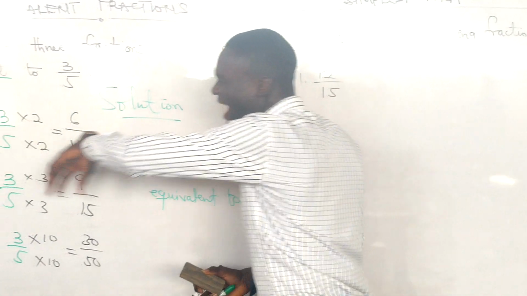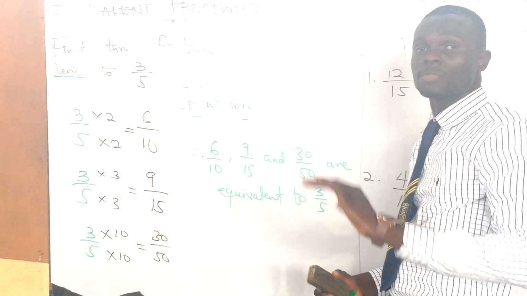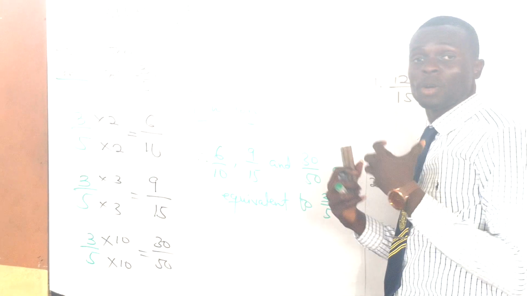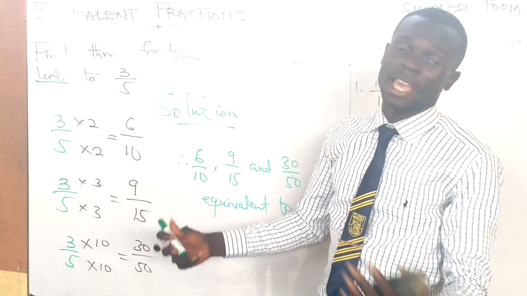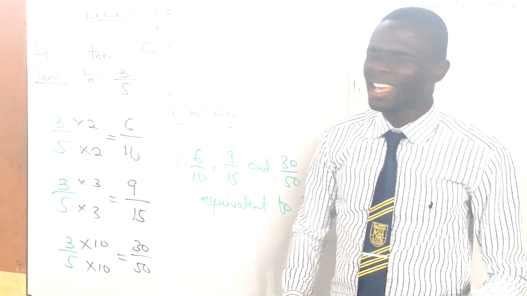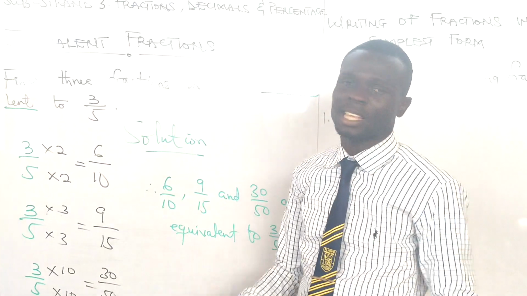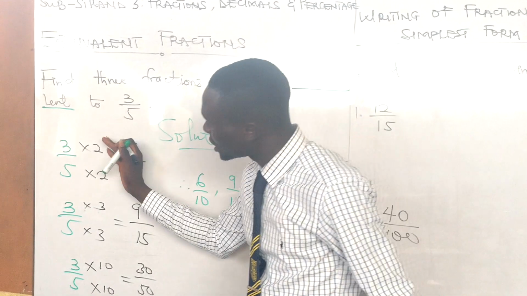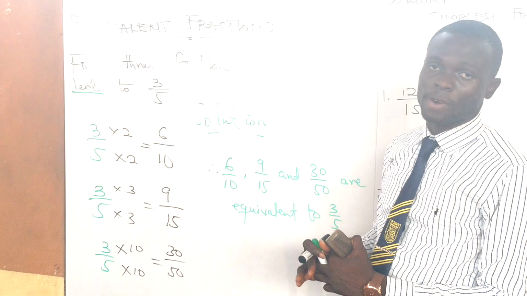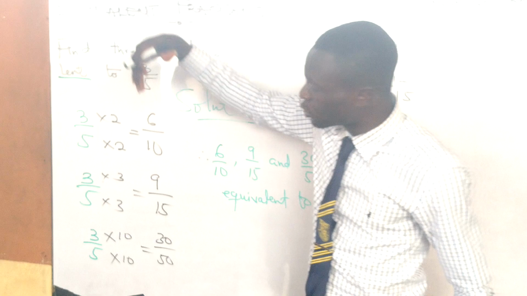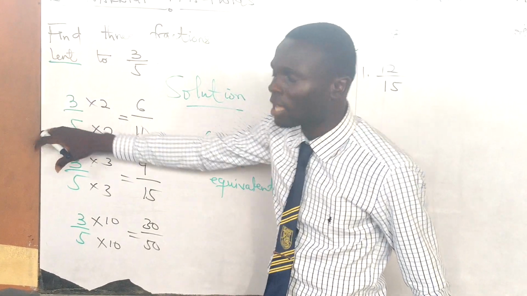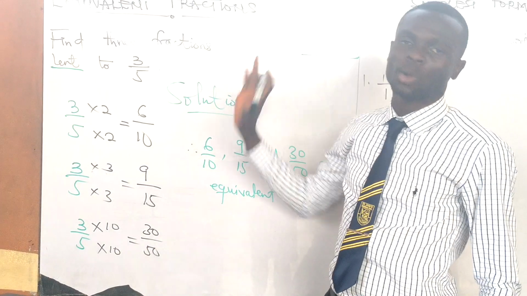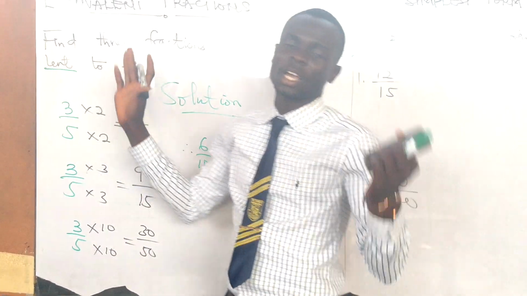You can choose any number of your choice apart from 0 and 1. So if your multiplication is good, you can use 12. You can use 18, you can use 20, you can use 5, you can use 6, any number. You just multiply it with the given fraction. You use the same number to multiply the numerator, the same number to multiply the denominator, then you get your equivalent fraction.